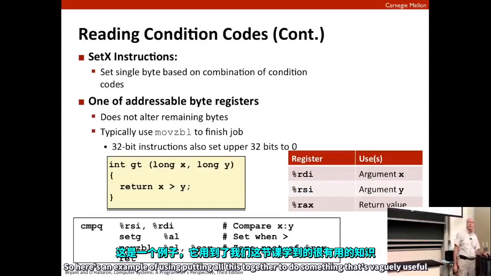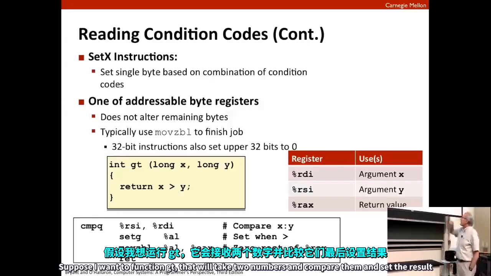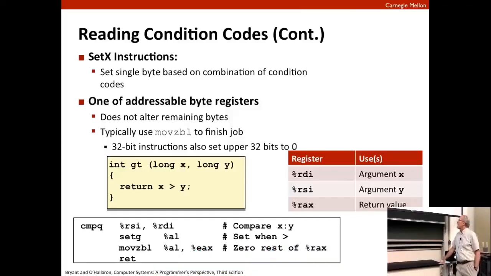So here's an example of putting all this together to do something that's vaguely useful. Suppose I want a function gt that will take two numbers and compare them and return a result value of 1 if x is greater than y, and 0 otherwise.